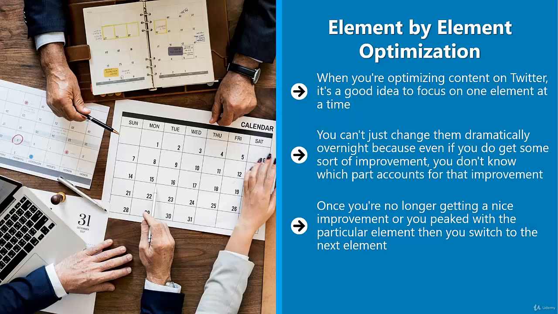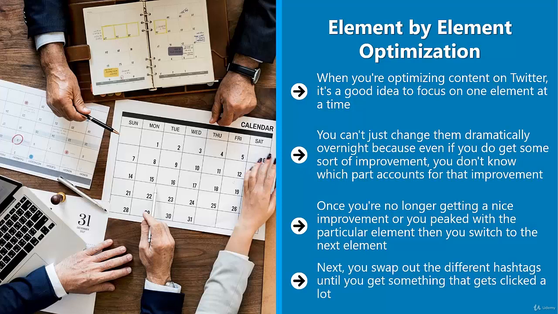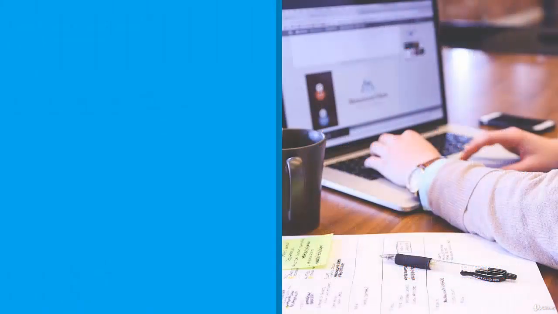You play around with many different question variations until you get one that works. Swap out different hashtags until you get something that gets clicked a lot. It seems pretty simple, but it's something that takes place over an extended period of time. It's not something that happens overnight. You just have to pay attention to the trend. That's traffic statistics so you can make the necessary adjustments.